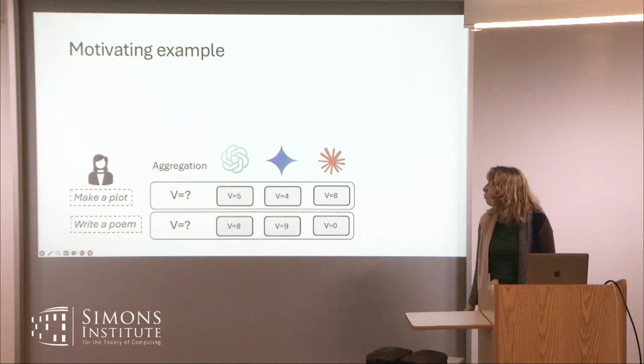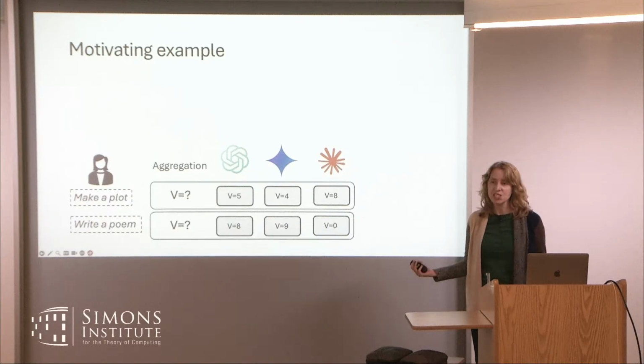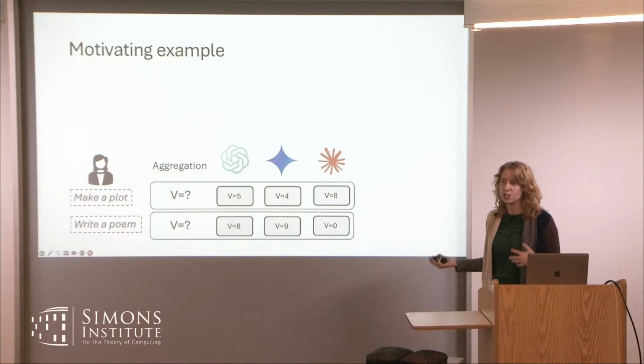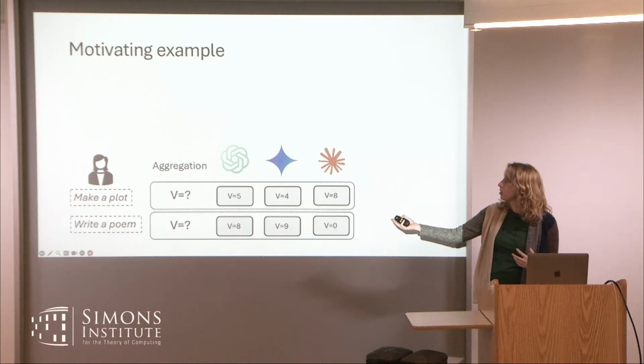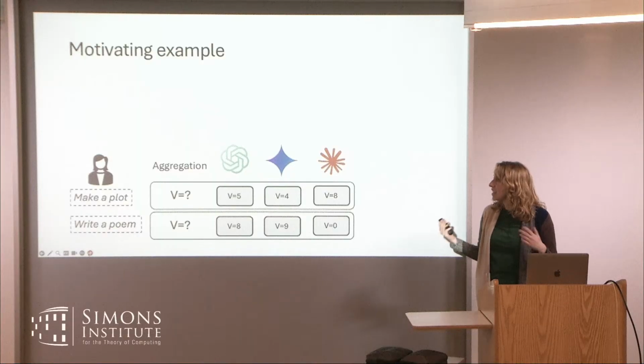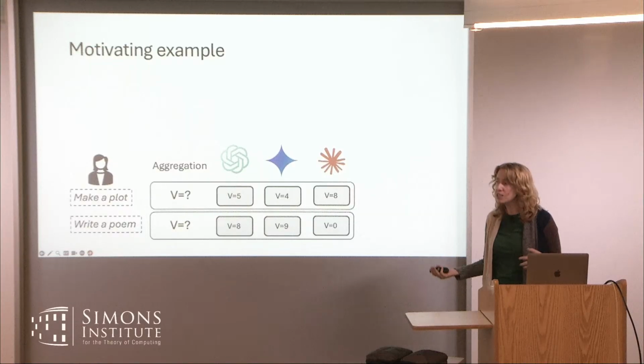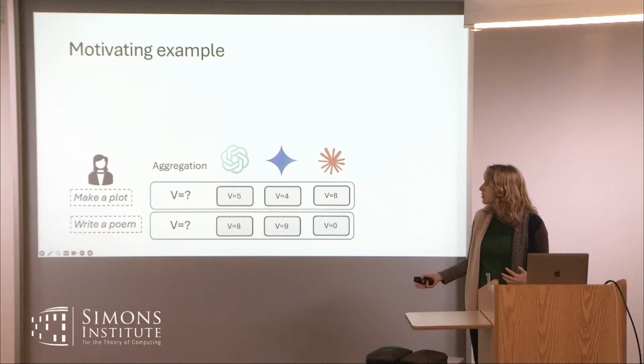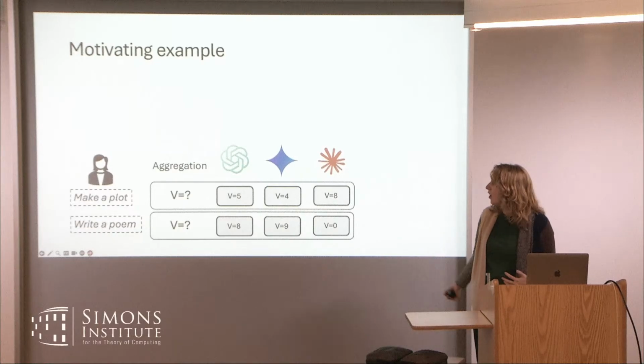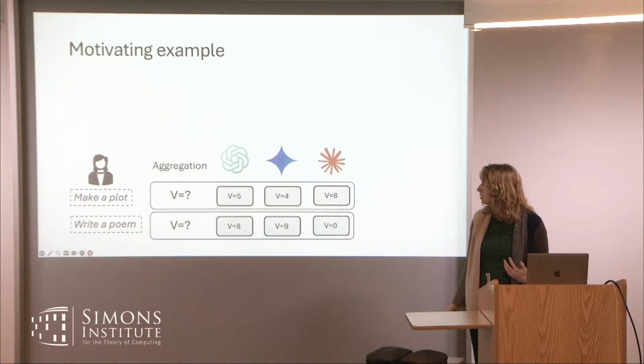So you don't have one task you're interested in. You maybe have many tasks that over your lifetime you're interested in solving. One of them could be write a poem, for example. And you might similarly ask a set of models and get a different set of responses. And models might differ systematically in their strengths. Some of them are better at making plots. Some of them are better at writing poems. And similarly, you get utility from aggregating across multiple different models.